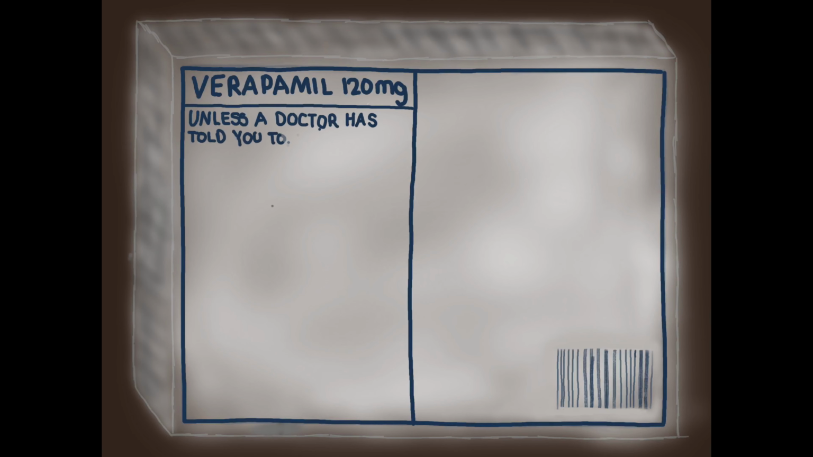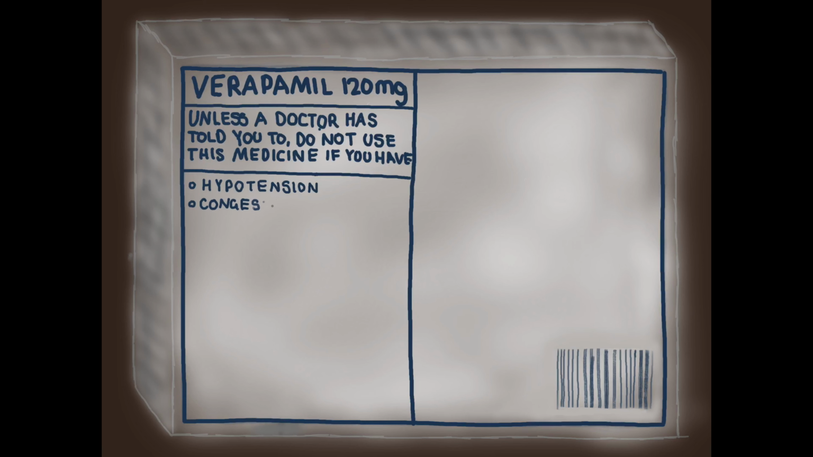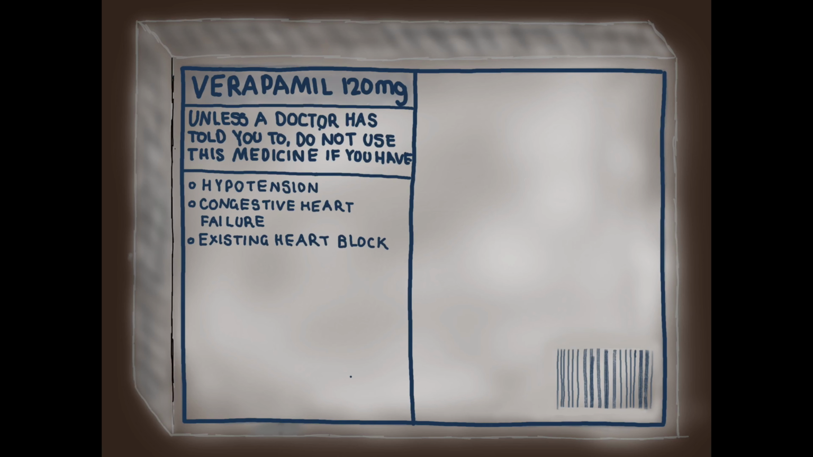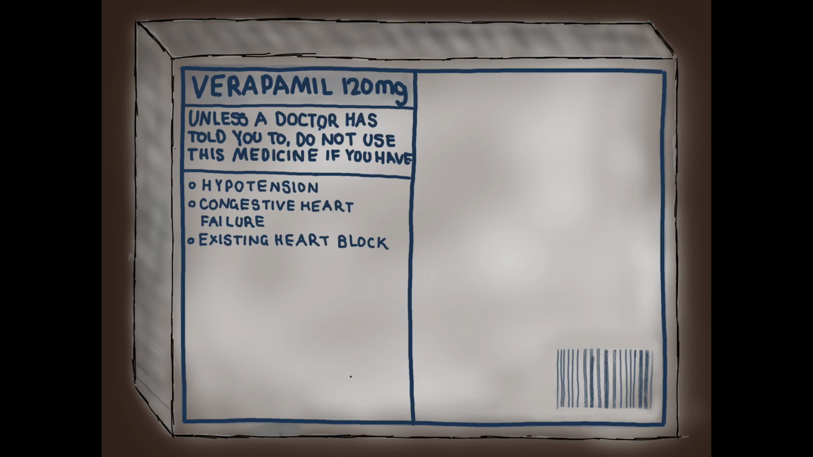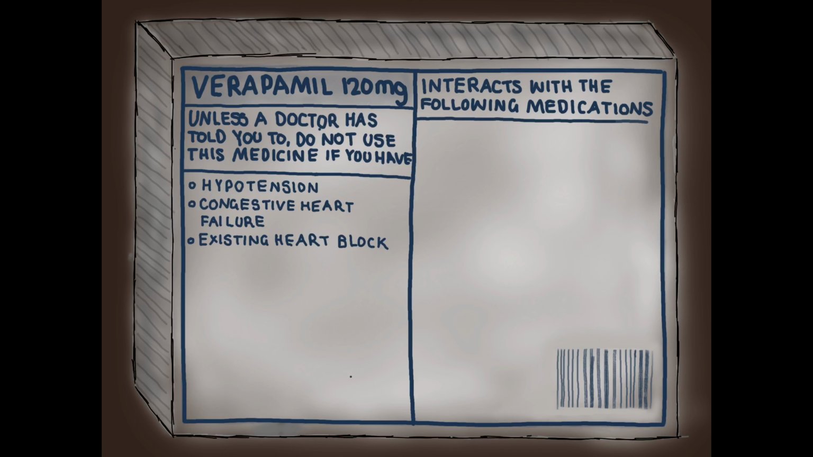Because of verapamil's hypotensive effects, prolonged use is not recommended as it may cause your blood pressure to drop to dangerously low levels. Hypertension, heart block, and heart failure can be a side effect of verapamil. So if you have low blood pressure, congestive heart failure, or existing heart block, this medication is unsafe for you. It also interacts strongly with several medications, including those used to treat blood pressure, heart rhythm, and even some antibiotics, so definitely tell your doctor about any other medications you may be taking.